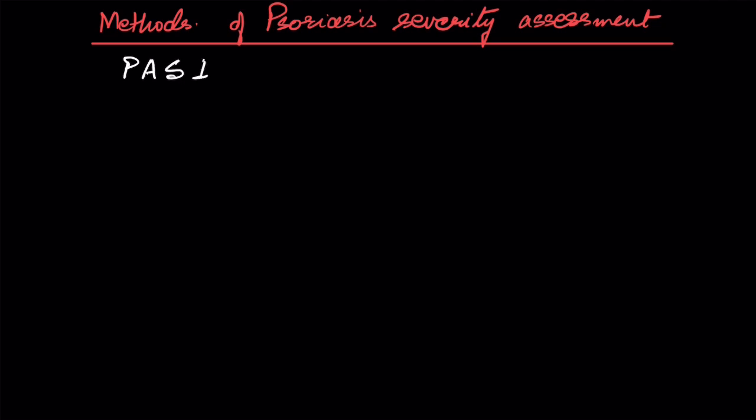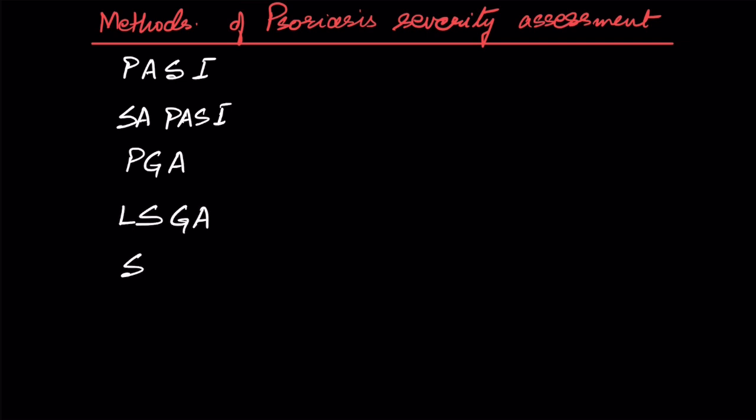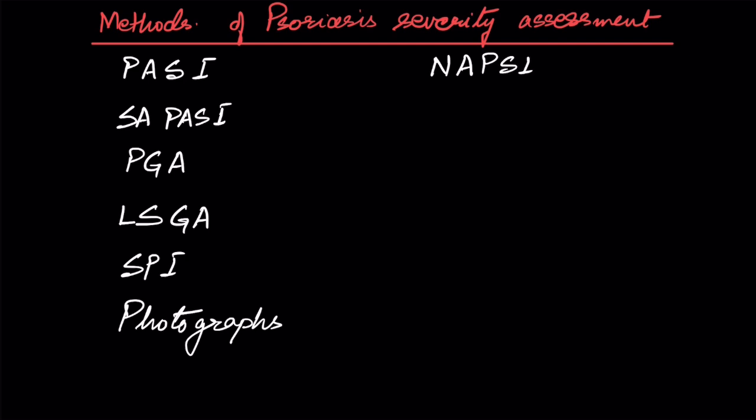We should also know some other methods of psoriasis measurement. Like we know PASI, next is self-administered PASI, then physician's global assessment, then lattice system global assessment, simplified psoriasis index, and the photographs of the patients that we should keep serially. Now, nail psoriasis can be assessed by NAPSI, which is Nail Psoriasis Severity Index, and NAPPA, that is Nail Assessment in Psoriasis and Psoriatic Arthritis.